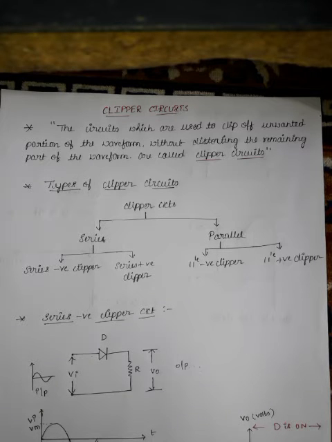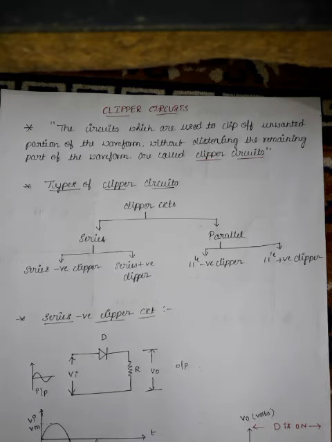So the input waveform will be given. The portion of the waveform we need to remove without affecting the remaining part of the waveform is removed by a clipper circuit. Again, they are called a limiter circuit or a slicer circuit. There are a few types of clipper circuits. The best example for the clipper circuit is the half wave rectifier.